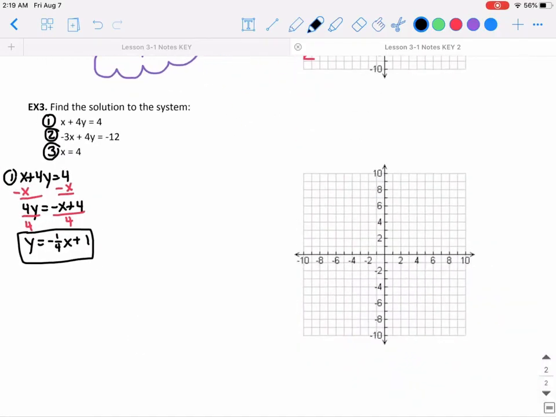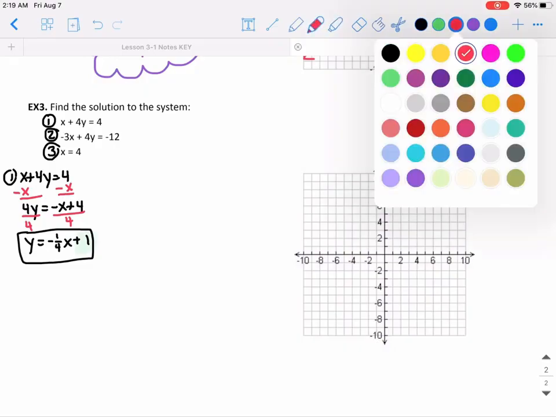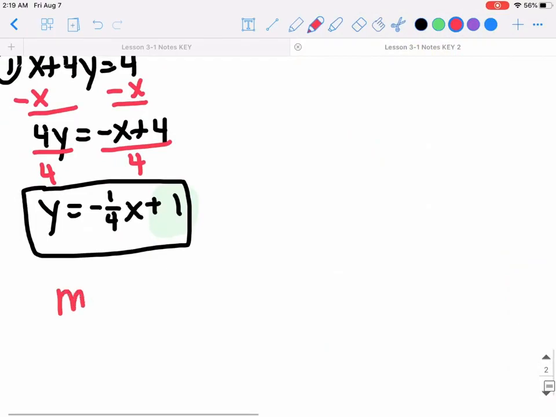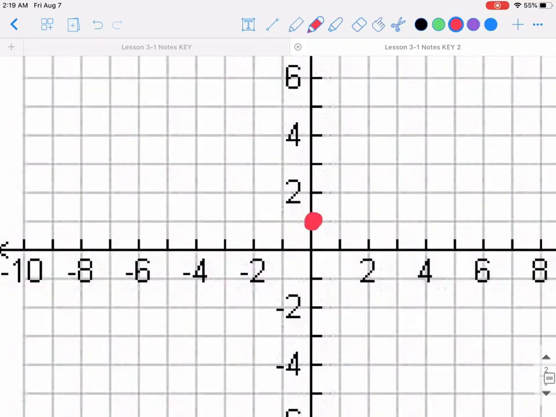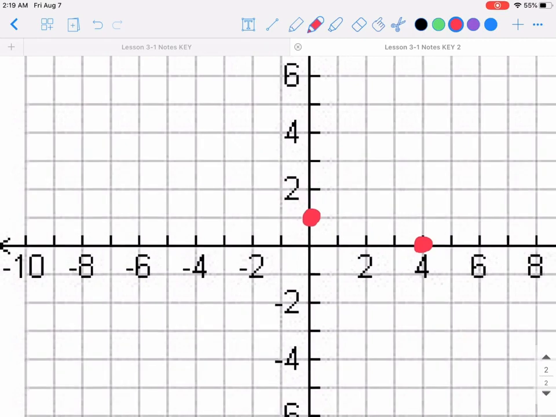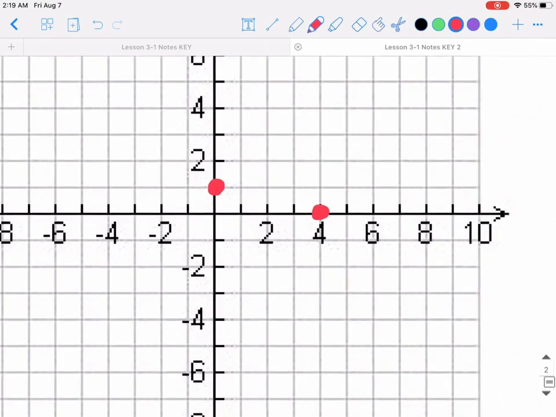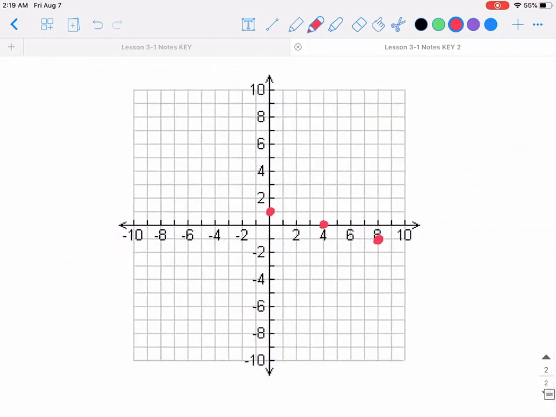So I know that my y-intercept is 1, and the slope is 1 over 4. I meant to use this. My slope is equal to negative 1 over 4. That means down 1 to the right 4. Alright, so let's graph that. I have 0, 1, down 1 to the right 4, down 1 to the right 4, 1, 2, 3, 4. And I'm just going to connect those.